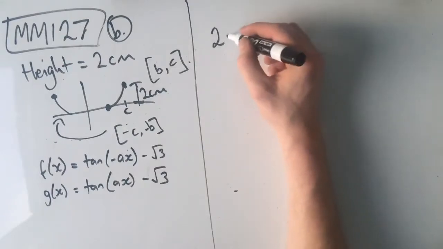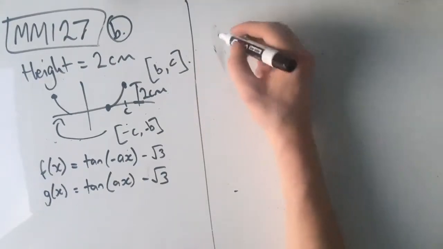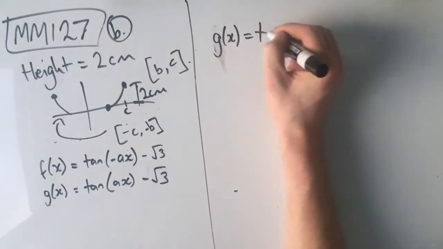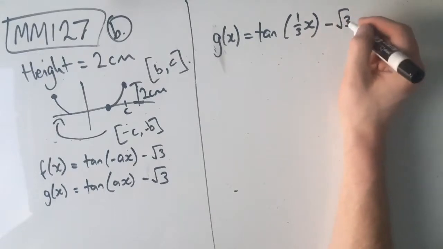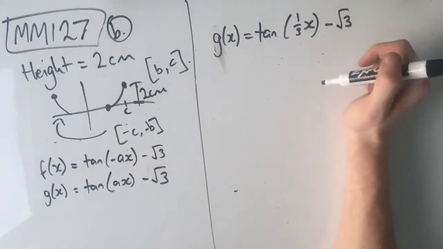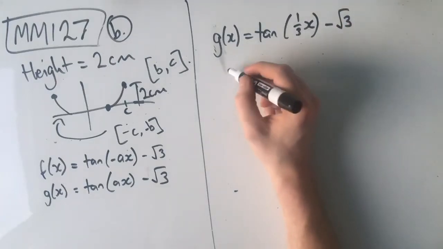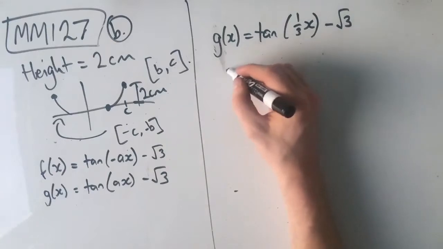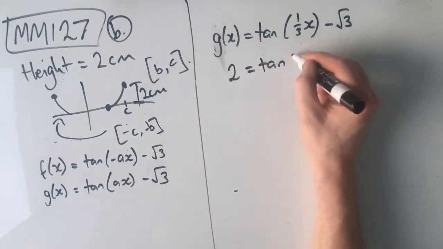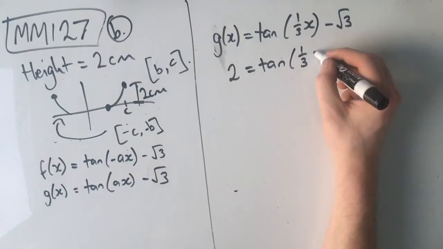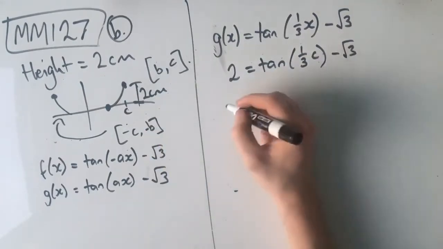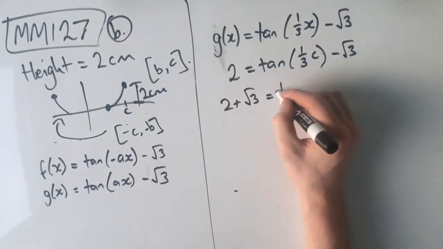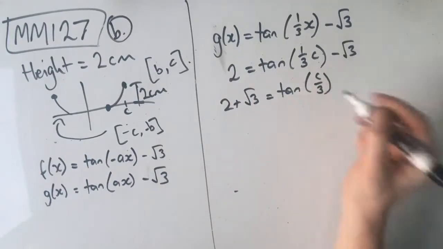I like using g of x. So we know that g of x is equal to tan of 1/3 x, right? Because we figured out a to be 1/3. And even if you don't find it out, it tells us in the first part. So we know that that's 1/3. This means that at a height of 2 centimeters, 2 equals tan 1/3 c minus root 3, right? So c is our x value at that point. So 2 plus root 3 equals tan of c over 3.